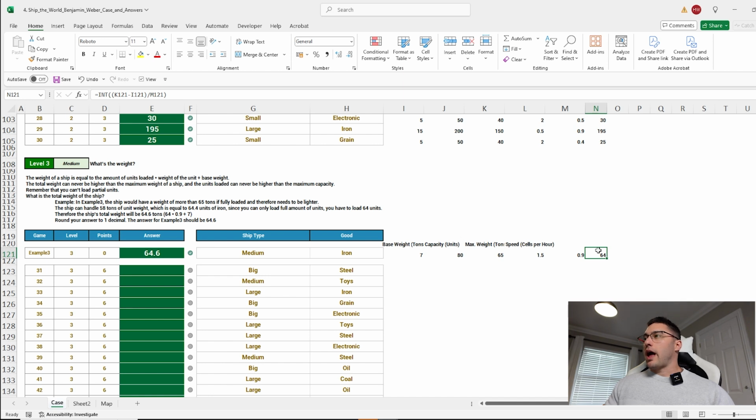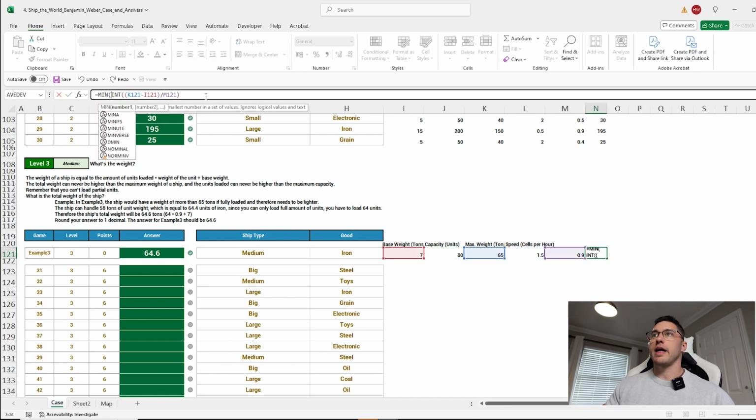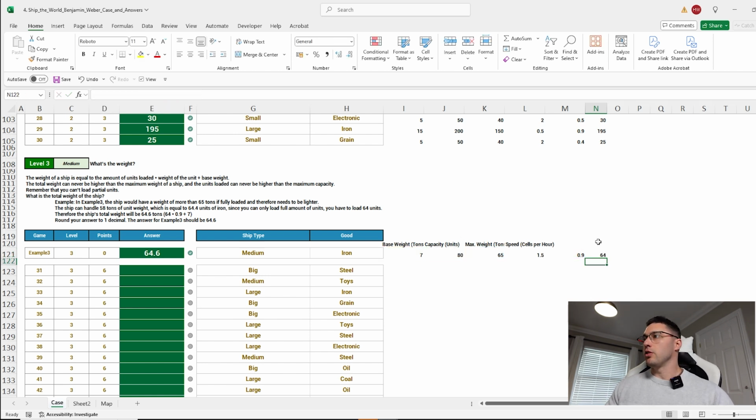Now, the amount of goods we put on a ship cannot exceed the maximum units capacity here, cannot exceed 80. So actually we want the minimum of each of these two values. So let's do minimum of that and this. So that's how many goods we put on.